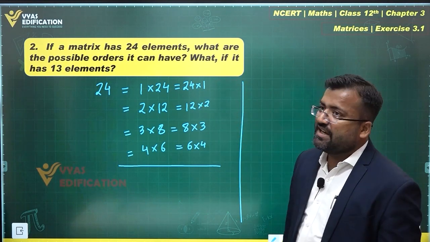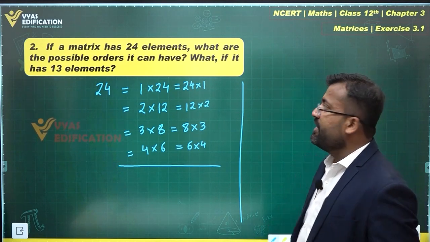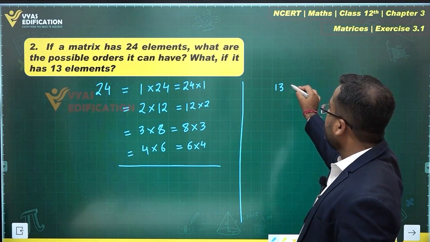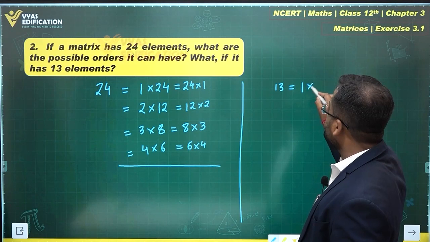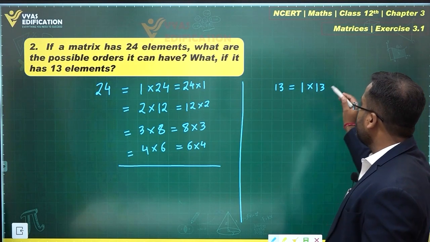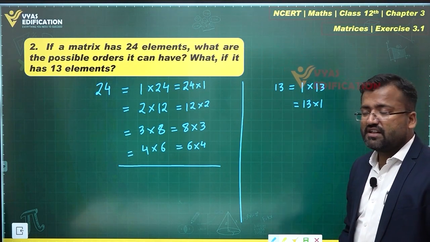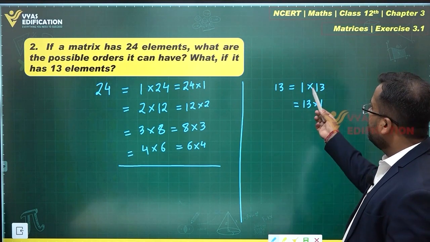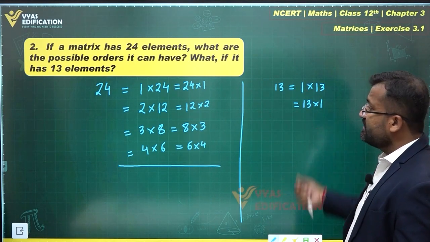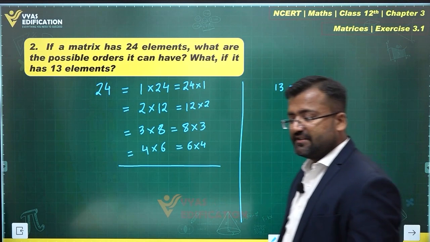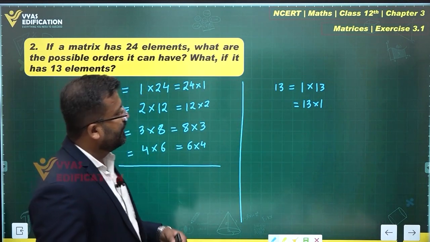What if it has 13 elements? What if the matrix has 13 elements? What are the possible orders the matrix may have? So let's try to factorize 13 as well. Factorizing 13 does not give me many options. This can be 1 by 13 or it can be 13 by 1. Does 13 have any other factors? No, 13 does not have any other factors. The only factors are 1 and 13. So this is one possible order, and this is another possible order for this matrix having 13 elements in total, as you can see over here, right?